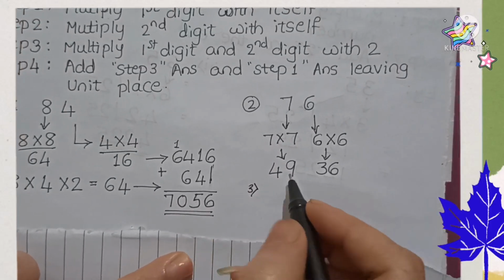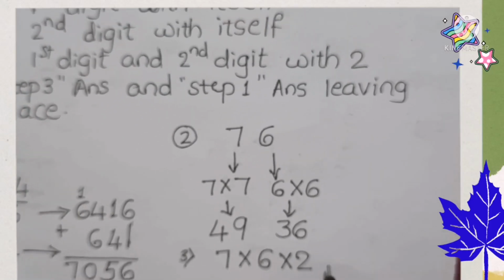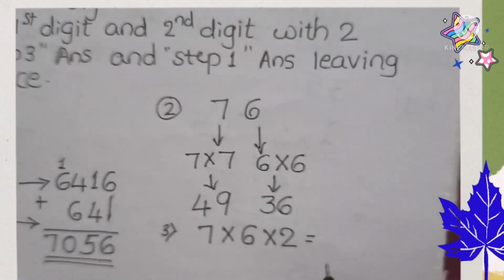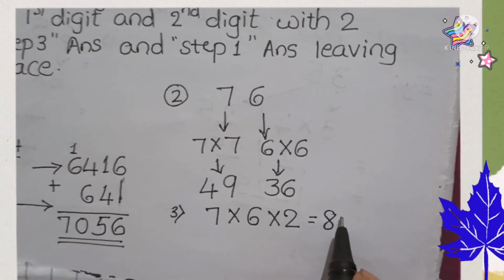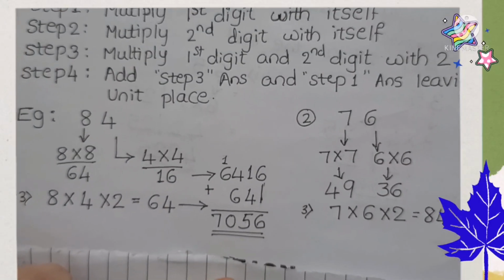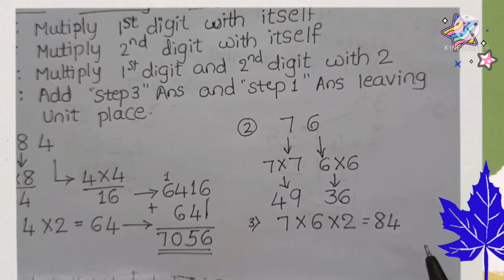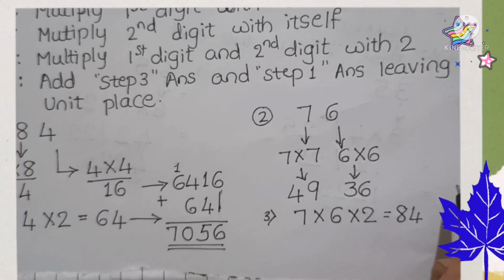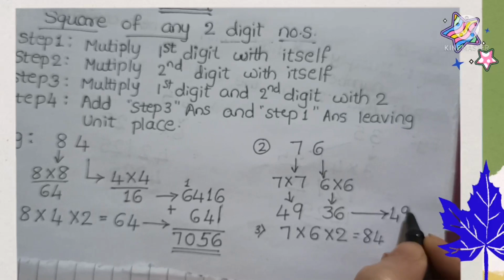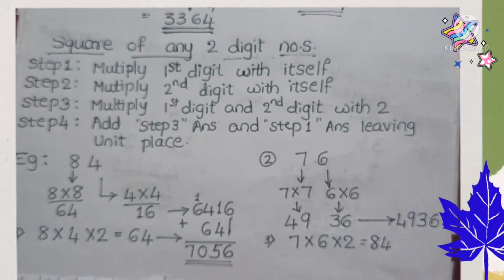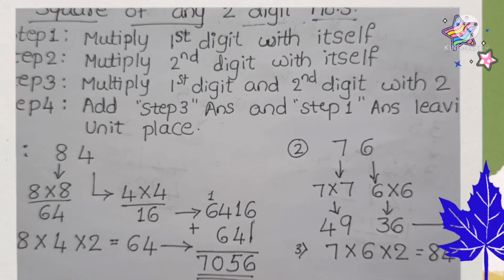So let's move on to our third step. In step 3, we have to separate both the numbers and use the separated numbers and multiply both of them with 2. This means that we have to multiply 7 and 6 with 2, and multiplying all these numbers we will get the answer as 84.